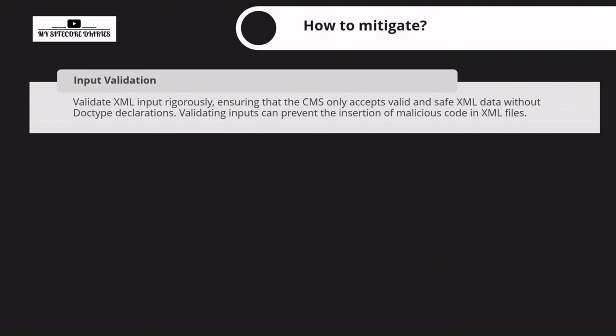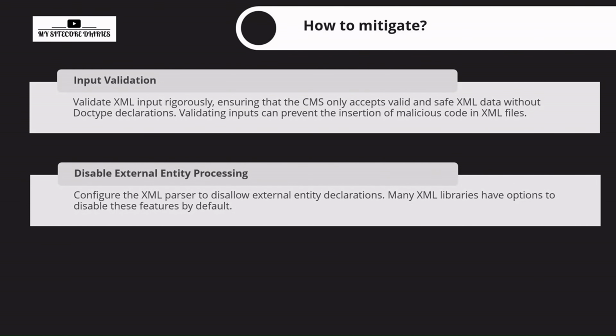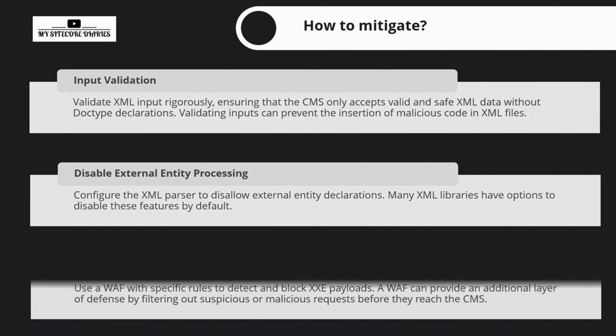Now, how to mitigate? Input validation. Validate XML input rigorously. Ensure that the CMS only accepts valid and safe XML data without document type declarations. Validating inputs can prevent the insertion of malicious code in XML files. So sanitize your XML files. Disable external entity processing. Configure the XML parser to disallow external entity declarations. Many XML libraries have options to disable these features by default. So if you are using an XML parser, make sure that you are disallowing external entity declarations.